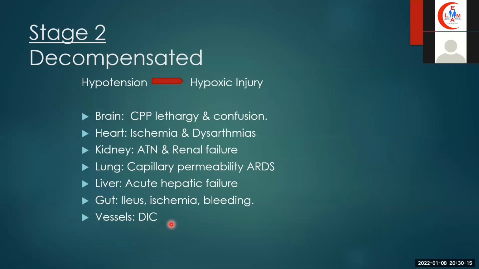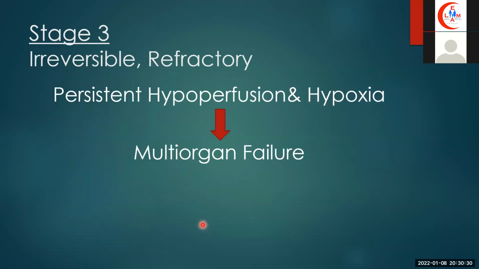So this is a very important stage. We need to recognize and treat the patient, and we might be able to treat him if he's in this stage. If not, he will go into stage 3, which is irreversible refractory shock. This is persistent hypoperfusion and hypoxia, and it will result in multi-organ failure, and the patient will die.